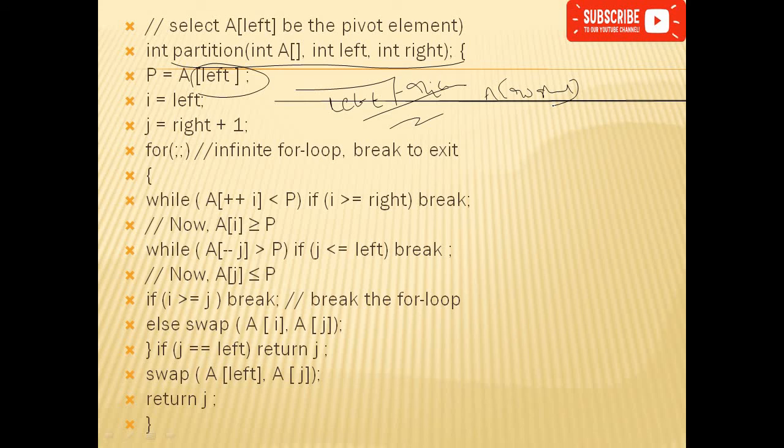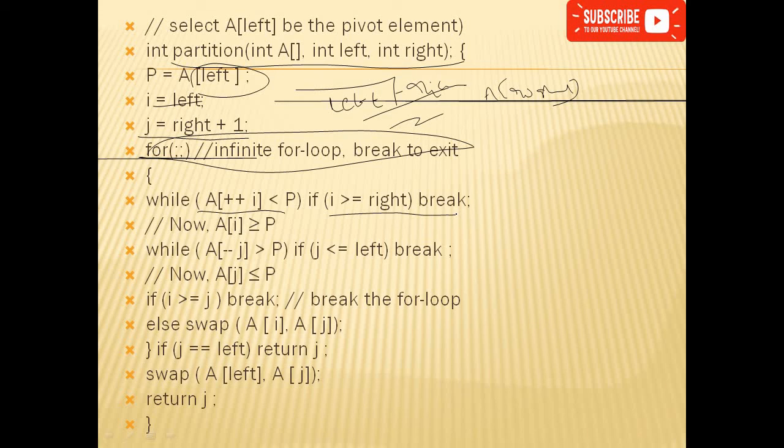So I concentrated on the left element. My starting element will be the pivot element. So generally i will be left and j equal to right plus 1. So indexing, what we are thinking, it will be right plus 1, meaning it will take infinity and then it is moving. So it is an infinite loop. While a of plus plus i is less than p, if i is greater than or equal to right, then break.